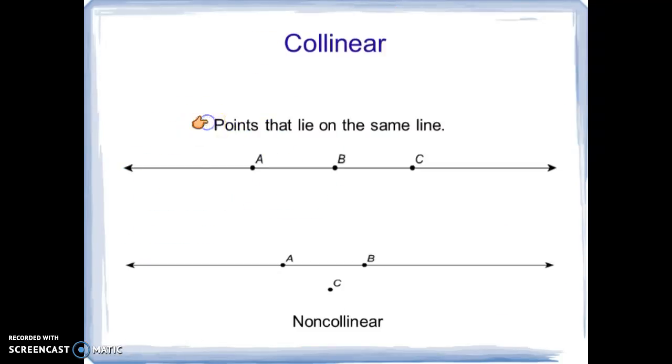When points lie on the same line, they're said to be collinear. So in the first example, A, B, and C, 3 points lie on this same line, so these points would be called collinear. If 3 points do not lie on the same line, as in this case down here, where C is not on the line with A and B, those points are said to be non-collinear.